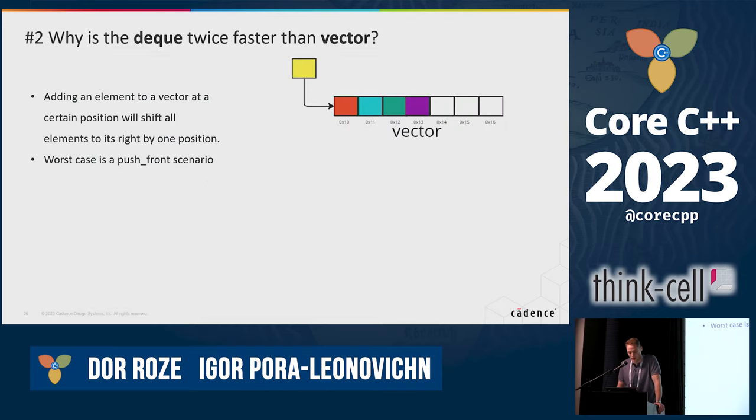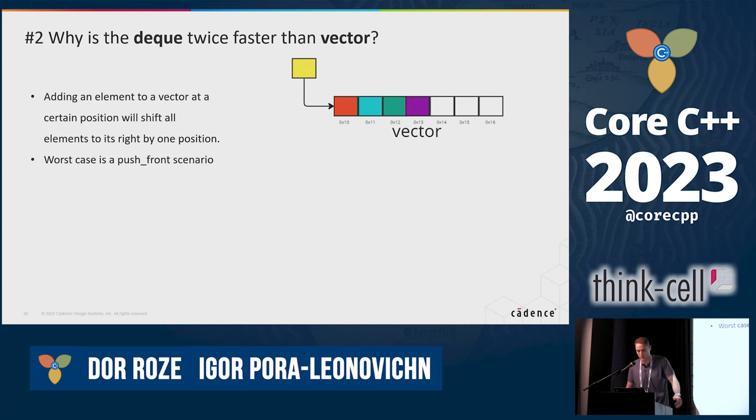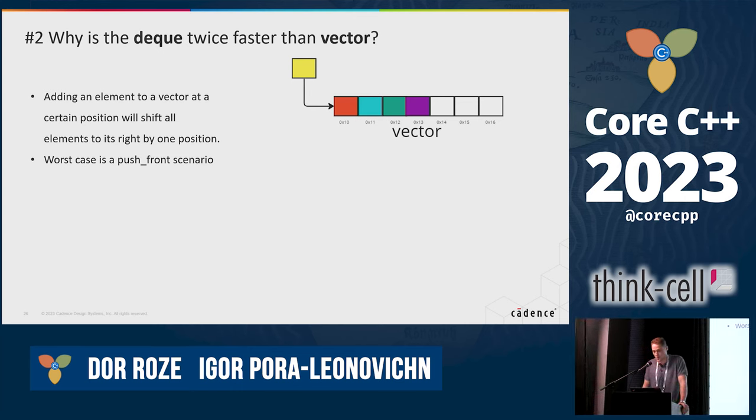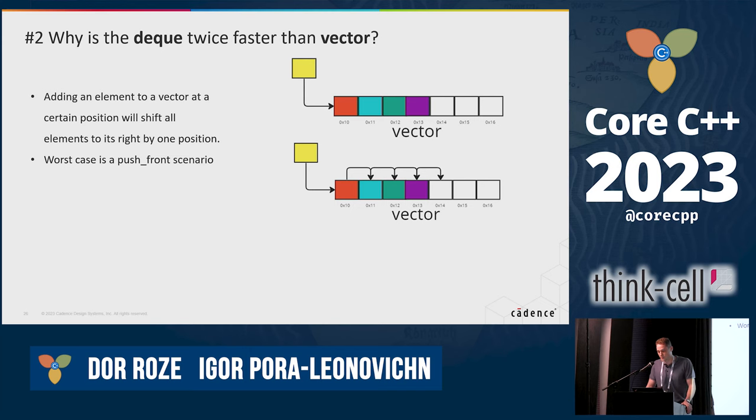So let's try to add an element to a vector at a random position, let's say the first position. And also the first position, the push front, is the worst case scenario for the vector. So now we're trying to insert this yellow new element at the front of the vector. In order to do so, because the vector stores its elements contiguously in memory, starting at a certain address, all elements should shift by one to the right. And now we can insert this element.